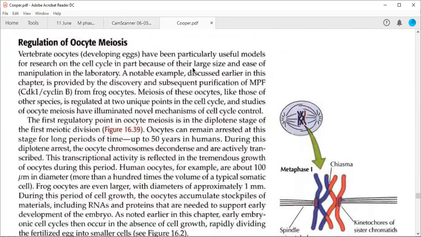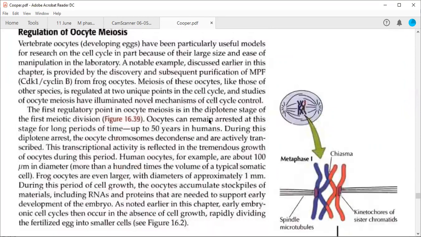We are running out of time, so I want to finish all this, and everything is written in this particular PDF. I hope you all have this PDF.